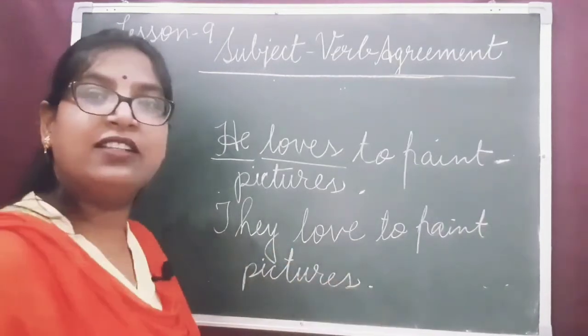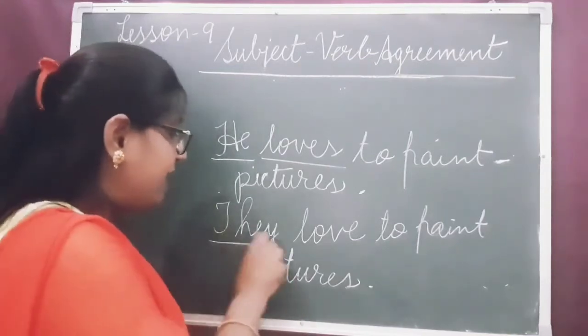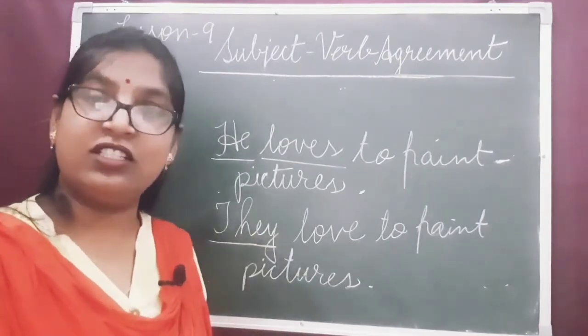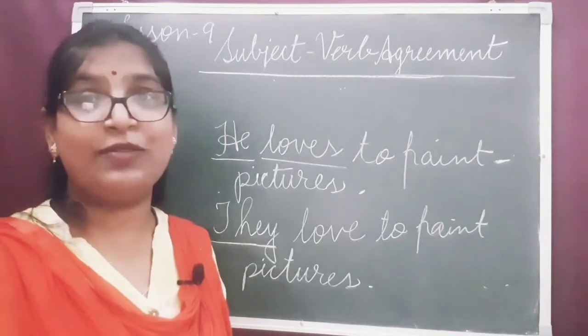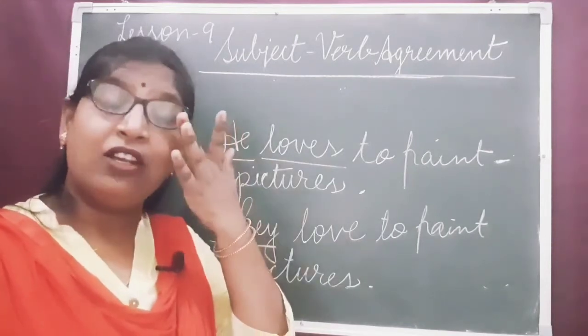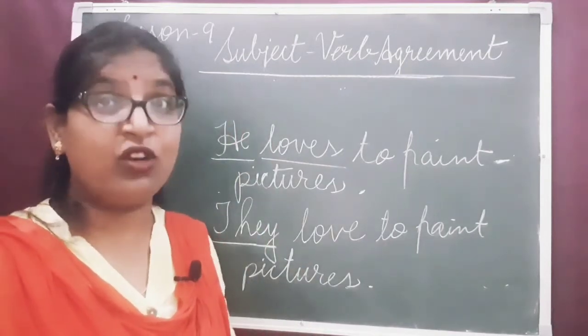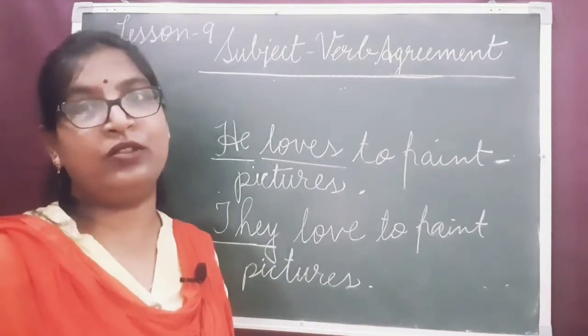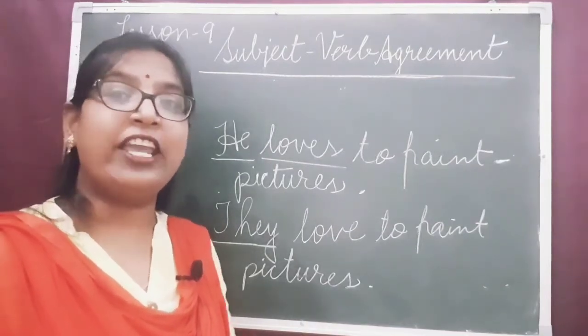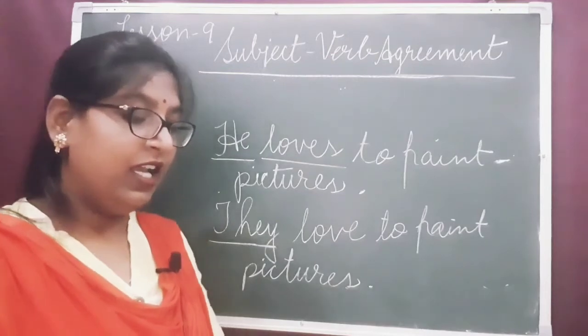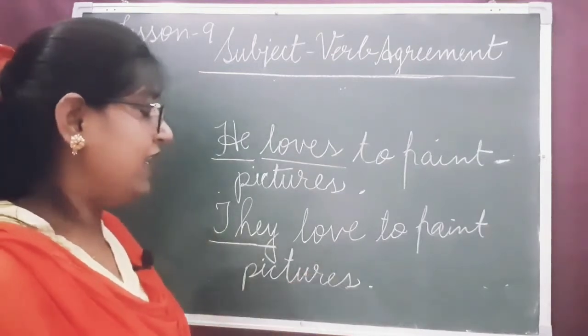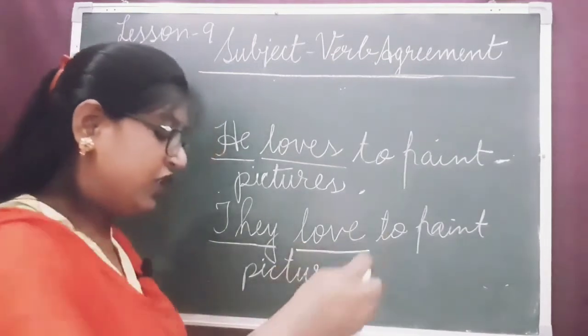What is the subject in this sentence? They is the subject. What kind of subject is it? It is plural in number. We are talking about more than one person. Clear? They means many. Here we can see which form of the verb is used.